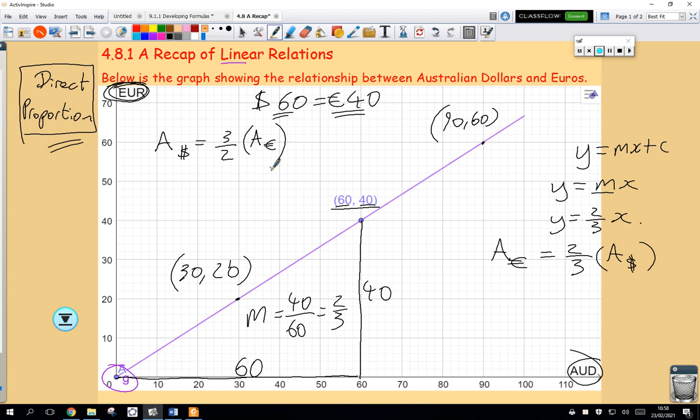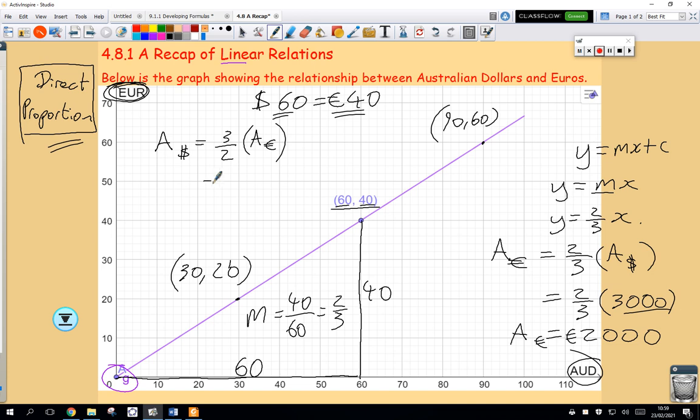So suppose I wanted to find out how many euros I would get for $3,000. No, 3,000 is not on my graph, but I did establish a formula here. The amount of money in euros will be 2/3 of the amount of money in dollars, which I'm saying is 3,000. 2/3 of 3,000. Well, 1/3 will be 1,000, so 2/3 will be 2,000. 2,000 euros is the amount of money I would get for 3,000 Australian dollars.